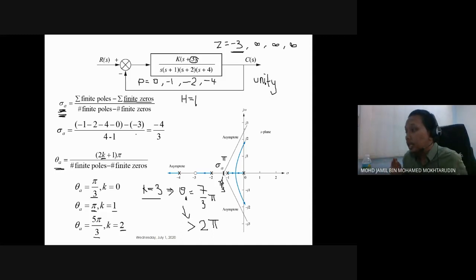Okay, pening, tapi we will see one example later how to determine the asymptote.